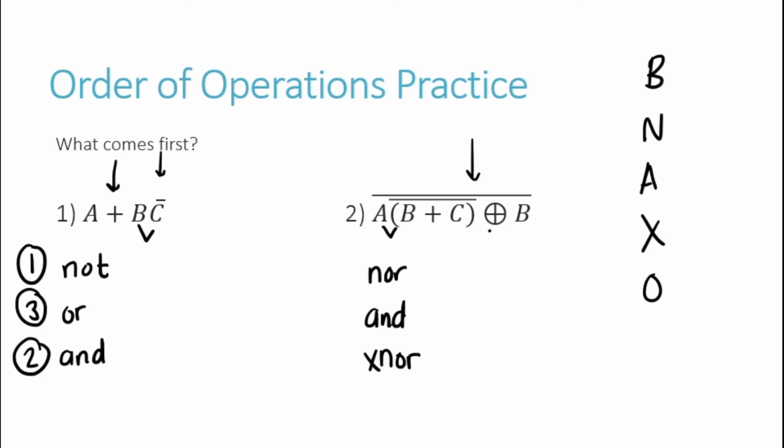Order of operations for this. Because the NOR gate is in brackets, it is more important than the AND gate. AND gate always before XOR, and the XNOR comes third. So it's really important to get your mind wrapped around that.